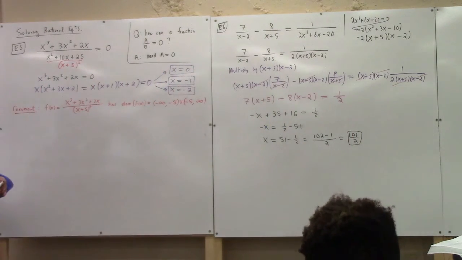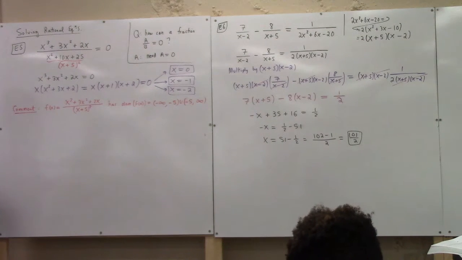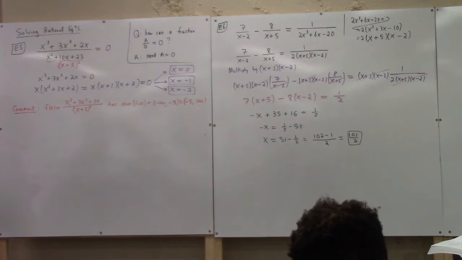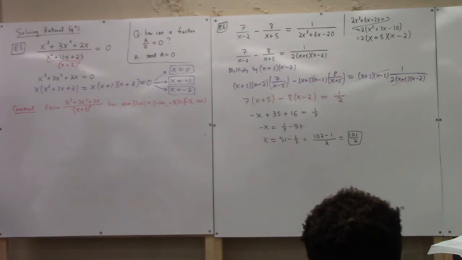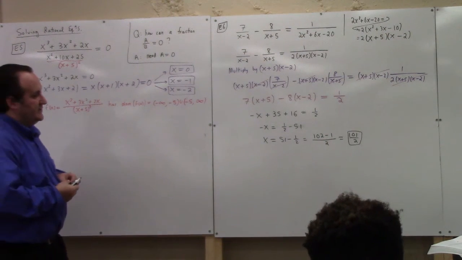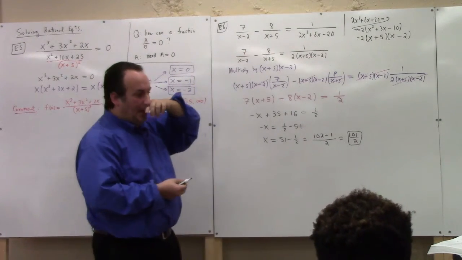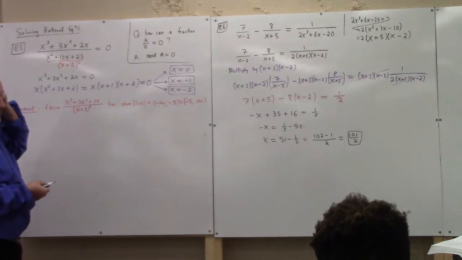And you can go back and see that that actually does work for this equation, because x equals 2 and x equals minus 5 are the values which are not in the domain of definition for the equation, right? 2 and minus 5 are the troublemakers for this original problem, yeah? And we found the solution's 101 over 2.